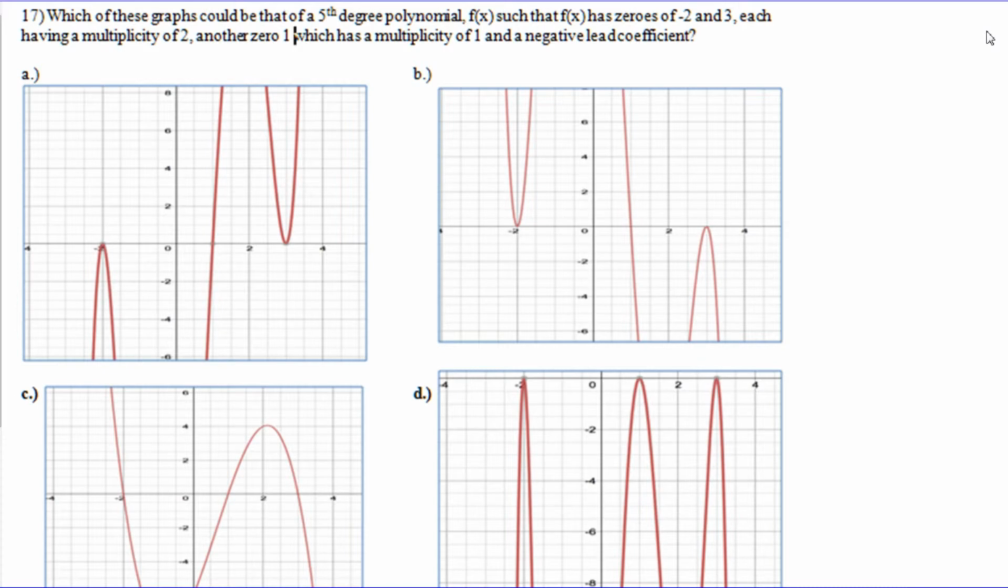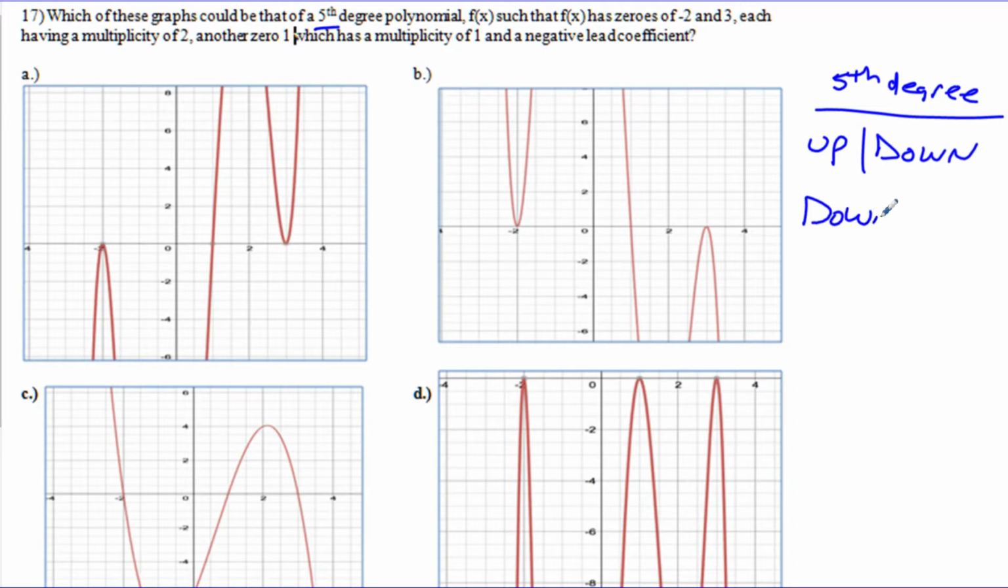There's a lot of information going on here. So let's start off with seeing if we can eliminate any of our choices. Let's start with fifth degree polynomial. Fifth degree polynomial means that the ends of my graph should be heading in opposite directions. So either down on the left and up on the right, or potentially the other way around. Let's write that down. Fifth degree means our choices are either up, down, or down, up. We don't know which one yet. We're not going to eliminate either of these, but it's definitely one of these two because it's an odd degree, and I know that because they said fifth degree polynomial.